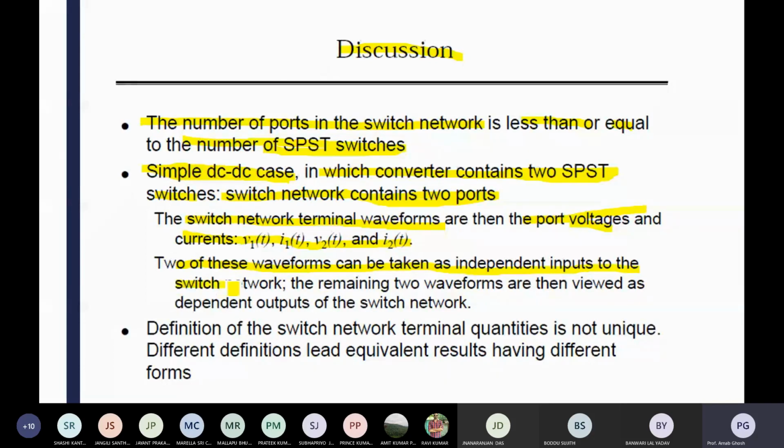The definition of the switch network terminal quantities is not unique. Different definitions lead to equivalent results having different forms, so you have to focus on the equivalent circuits and equivalent forms. Next, consider the boost converter example. Since i1 and v2 contain the converter inductor current and the output voltage, it is convenient to define these waveforms as independent inputs to the switch network. The switch network dependent outputs are then v1(t) and i2(t).